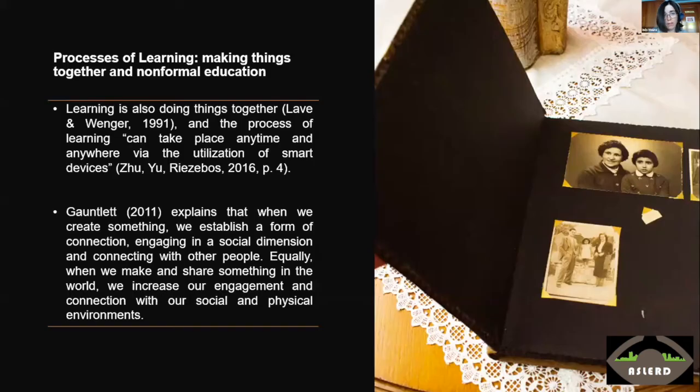So, the process of learning and making things together in non-formal education. As these authors mention, learning is also doing things together. And this process of learning can take place anytime, for example, by using smart devices. And this author, Gauntlet, explains that when we are creating something, we are establishing a form of connection and we are engaging in a social dimension, and it's a way to connect with other people too.